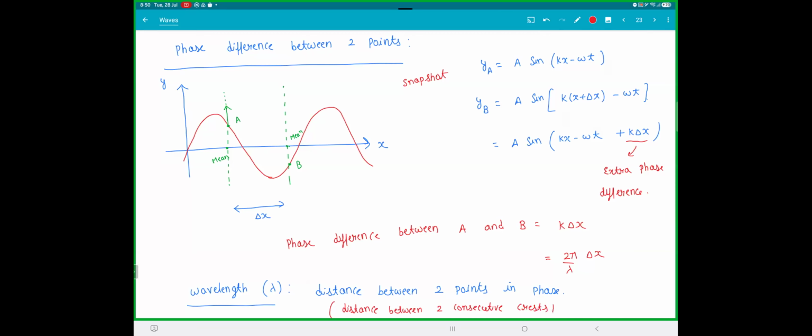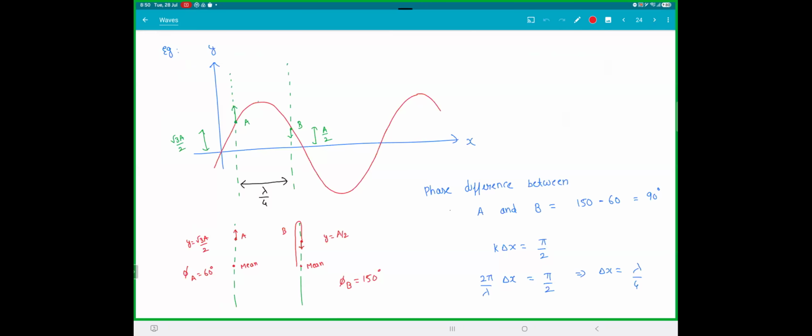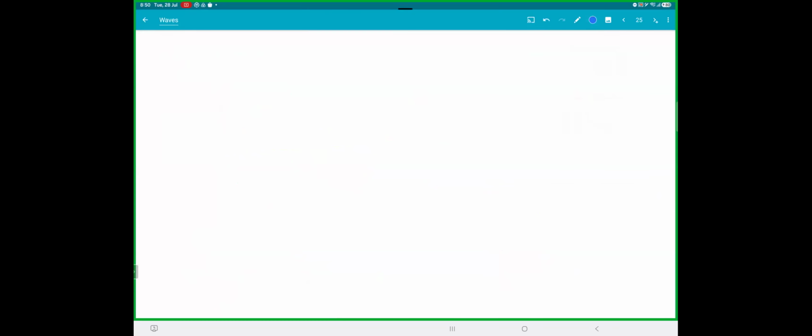Everything else, we have an idea. What is the wavelength? We know what is omega and everything. Let's do one question, and that thing should make things more clear. So let's say we have a wave equation, y is equal to 10 sine (pi by 3 x minus pi by 60). This is the wave equation.